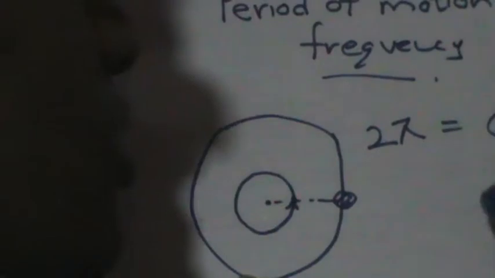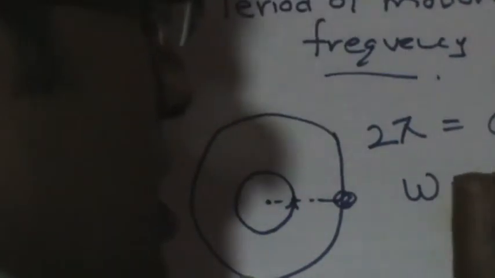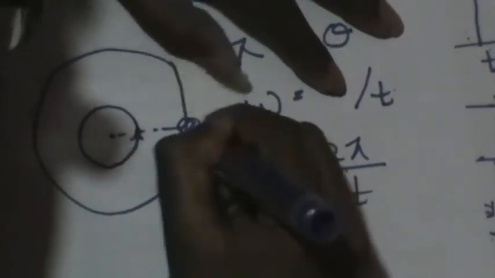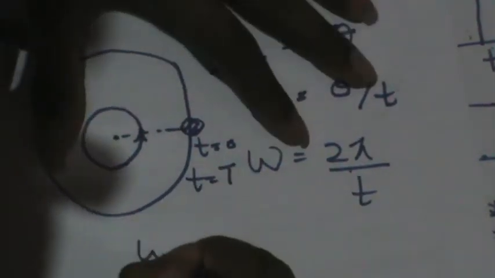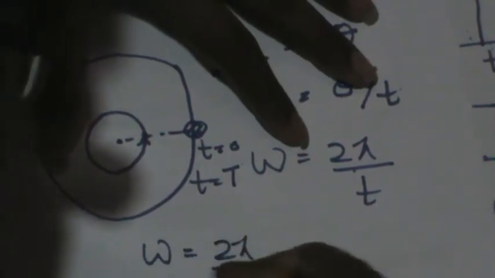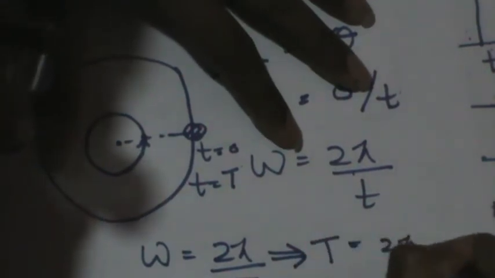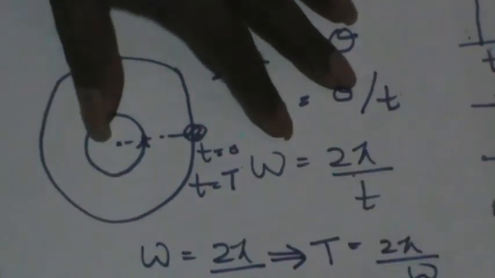You know that omega equals theta by t. So I can write omega as 2 pi by t. Omega equals 2 pi by t. I will take the total time, starting at t equals 0, and take this one as t equals capital T. So omega equals 2 pi by capital T, which makes T equals 2 pi by omega.